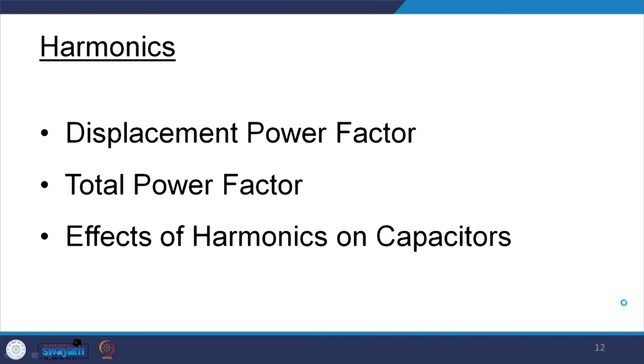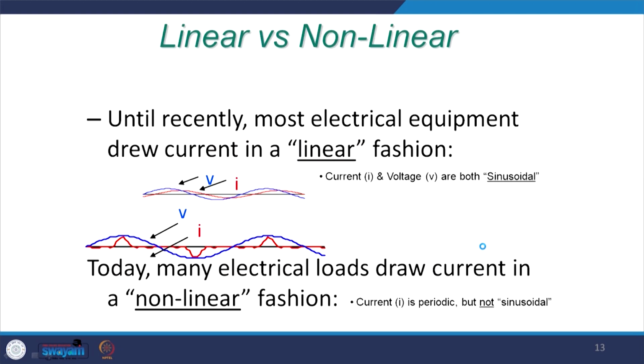There are another few issues, and that is with the harmonics, mainly in power electronics: displacement power factor, total power factor, and the effect of harmonics on the capacitor. These are the few entities we require to discuss now. So, till now we have been talking about linear loads. Until recently most electrical equipment drew current in a linear fashion from a linear voltage.